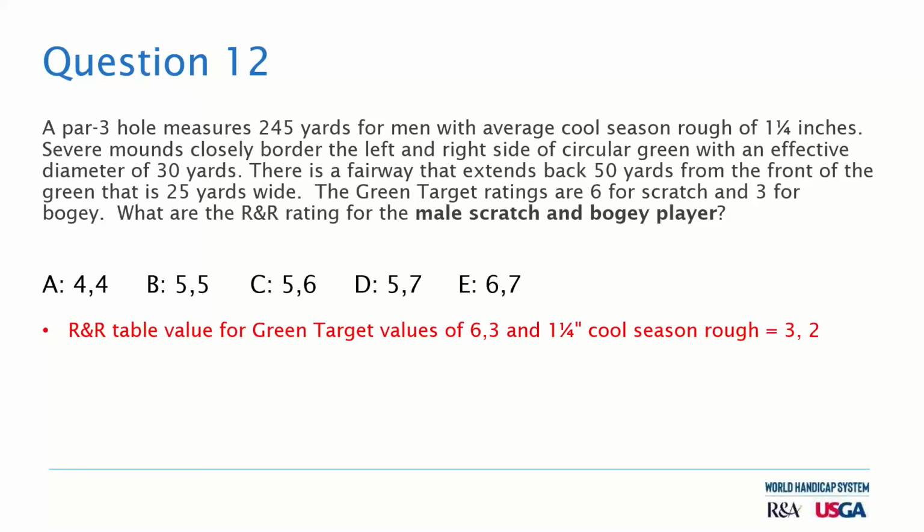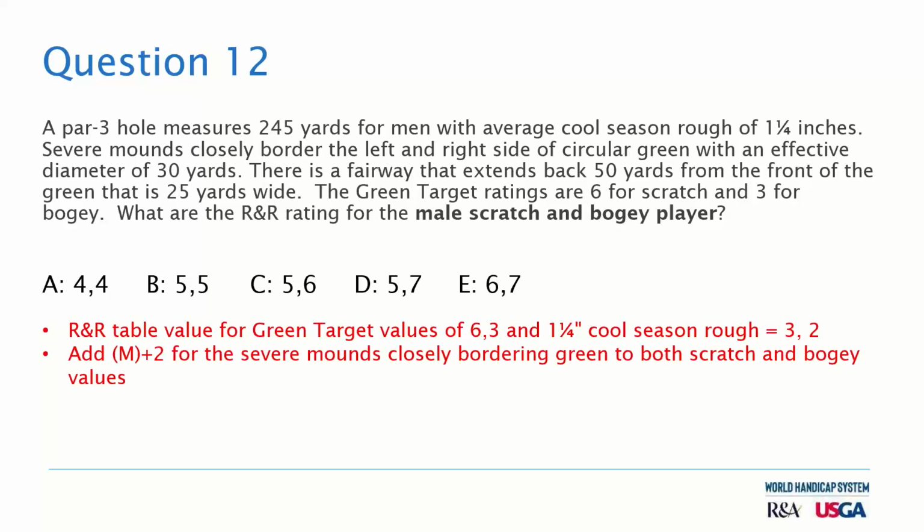So the first thing we do is look at our table value. We gave you the answers to those 2 questions in terms of how to determine it. Green target of 6 and 3, 1¼ inch cool season rough, and that gives us an R&R table value for the scratch and male bogey players of 3 and 2. Then we look at adjustments. The first one, those severe mounds, like I just mentioned. At the green, if there are severe mounds, we can actually add 2 points of adjustment in this case. So the severe mounds closely bordering both sides of the green would definitely qualify as a +2 adjustment. So we're going to add 2 points to both scratch and bogey since they come into play for both players.